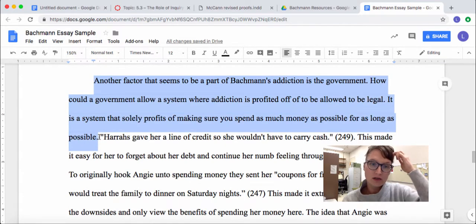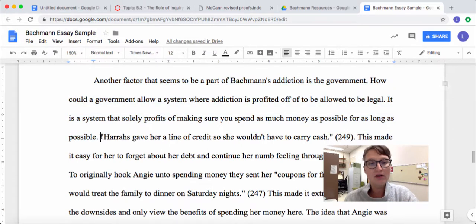How could a government allow a system where addiction is profited off to be legal? It is a system that solely profits off making sure you spend as much money as possible for as long as possible. So all that stuff is about the government. They don't really explain how the government profits, and I think that's an important piece that's missing if they wanted to go that route of criticizing the government.